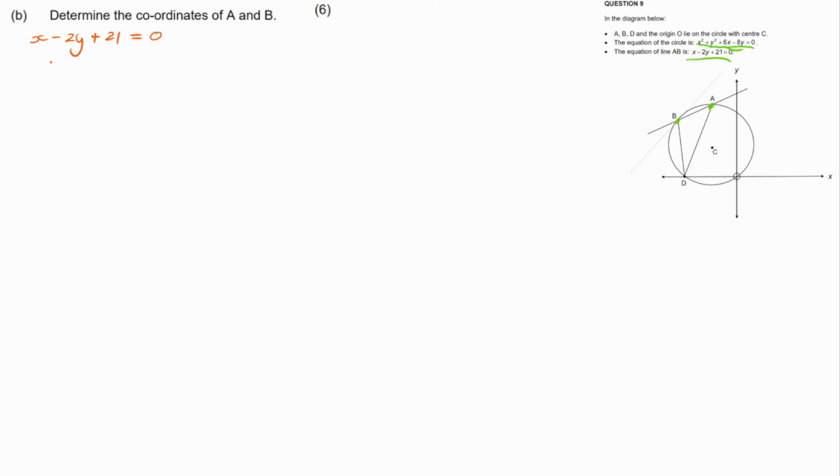So what I'd recommend is we make x the subject of our formula here. So we're going to get 2y minus 21. So this is our formula, and we're going to substitute this x over here. We're going to be substituting this x into this equation over here for the circle. So I'm going to write the equation for the circle first with the x's. So this is what they gave us originally.